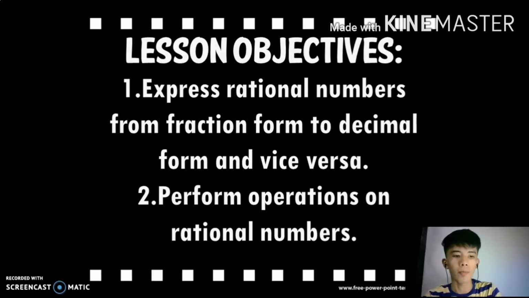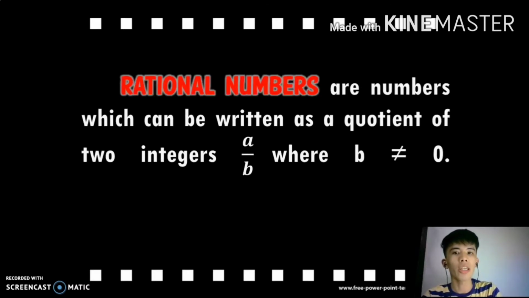But, first time nyo bang narinig ang rational numbers? So, if that is the case, rational numbers are the numbers which can be written as a quotient of two integers, wherein a over b and b should not be equal to 0. So, lahat daw ng numbers na pwede natin gawin into form of ratio, o yung parang fraction or division, okay? So, that is considered as a rational number. So, pagpalagay natin na a over b, where b is not equal to 0.